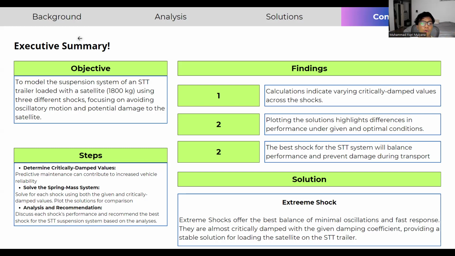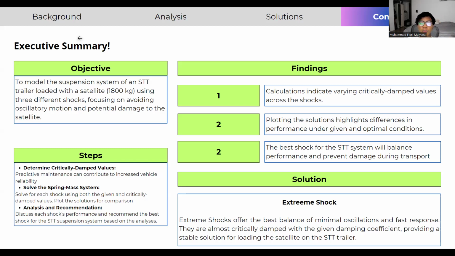We have to solve for each shock using both the given and critically damped values and plot the solution for comparison. And the last one is we analyze and give the recommendations. We discuss each shock performance and recommend the best shock for the SCT suspension based on the analysis. And the findings, we have three findings. The first one is calculation indicating varying critically damped values across the shocks. And the second one is exploring the solution, highlighting differences in performance under given and optimal conditions.